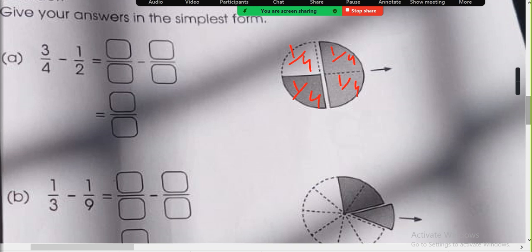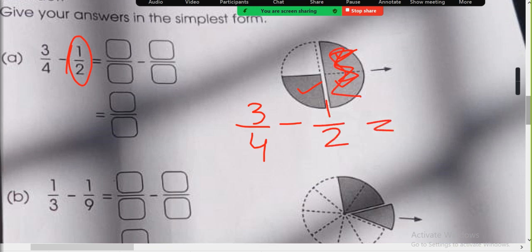You have 4 quarters, and out of these 4 quarters, you have 3 shaded quarters. 3 quarters that are colored. So it is 3 by 4. And they are saying you have to subtract half out of it. When you subtract half out of it, you will be left with just 1 quarter. This one. You will be left just with this piece, right? Other things are gone. This is gone. After subtracting, it is gone, and you are left with just 1 quarter.